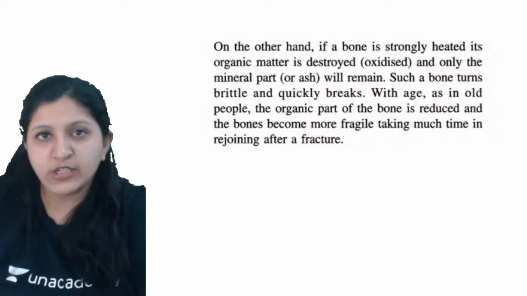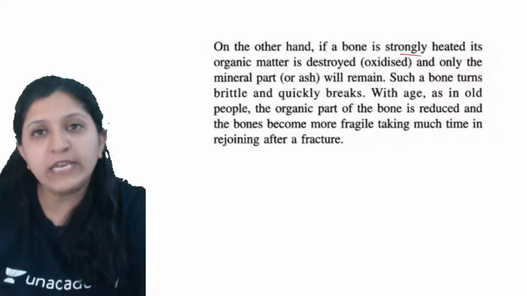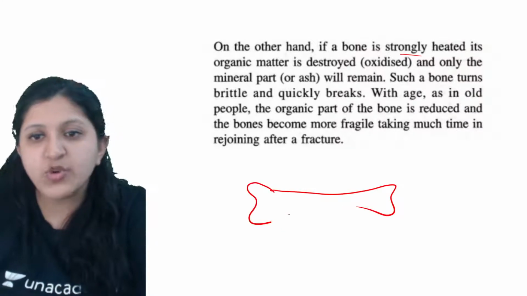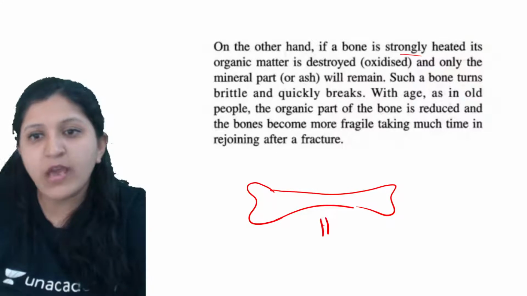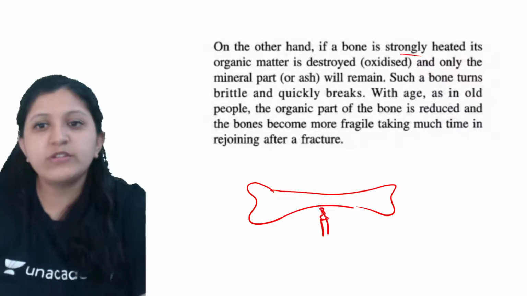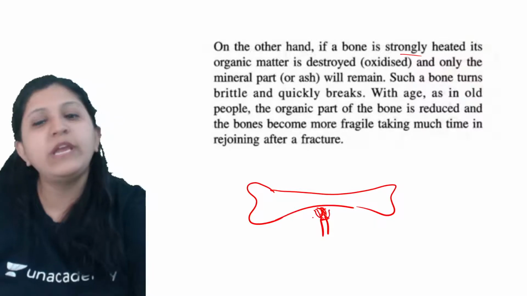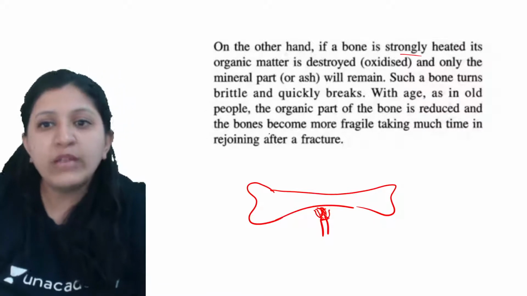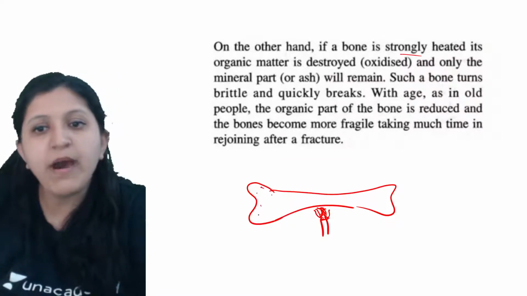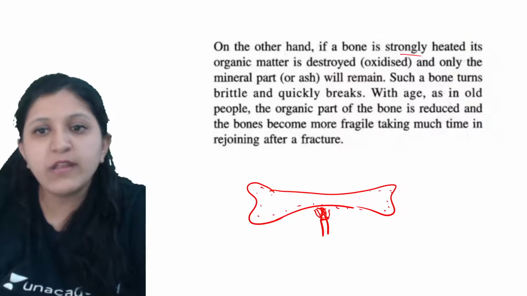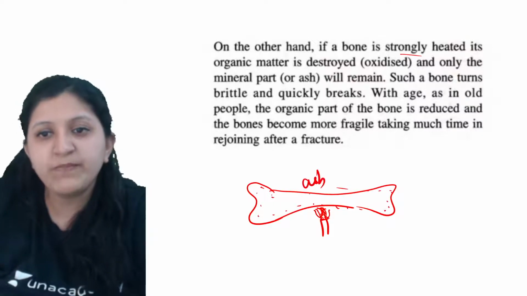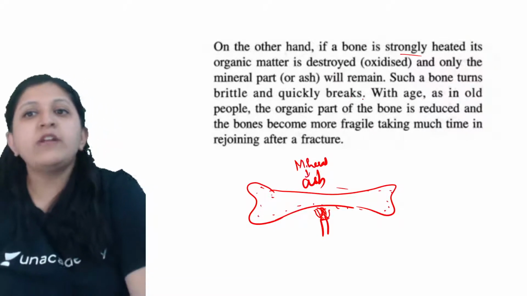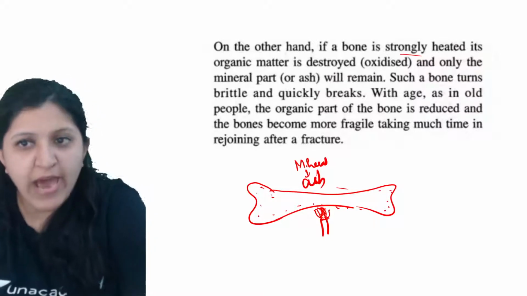Now on the other hand, let's say a bone is strongly heated. We are taking a bone again, and we are going to heat this bone by providing a flame. In this case, what is going to happen? The mineral part is going to become ash. So the mineral part will remain, in the form of ash itself.